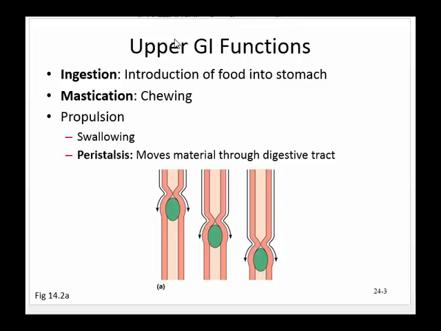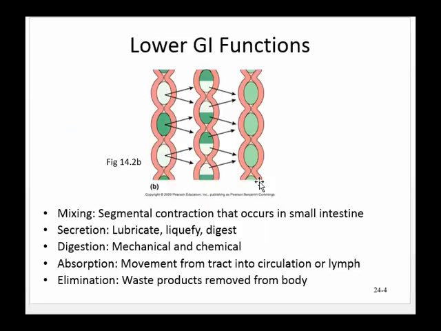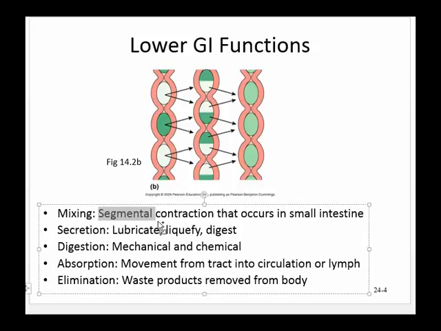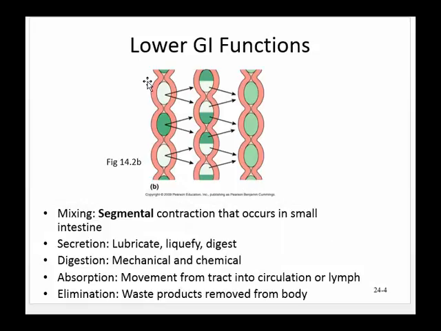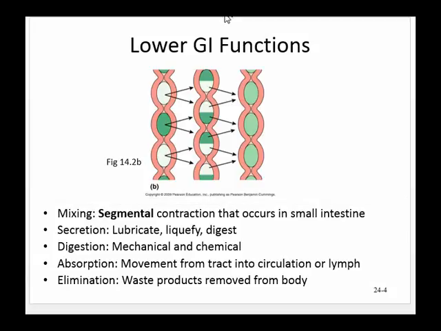In the upper gastrointestinal tract, we primarily have things like ingestion, mastication, and propulsion. And then in the lower digestive tract, we're going to have more mixing and different types of secretions. In addition to peristalsis, we also have what's called segmentation, and segmentation is really just mixing. When we look at the picture here, different parts of, say, the small intestine are going to mix together different areas of that food, and that's going to help further along digestion.